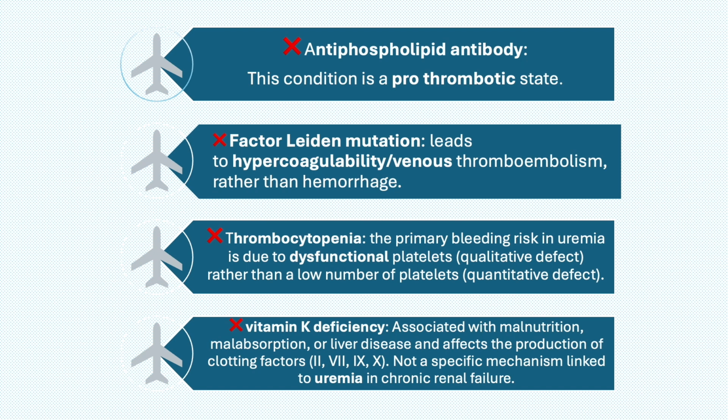When we look at the last choice, which was vitamin K deficiency, typically vitamin K is affected in liver disease, and it affects the production of clotting factors 2, 7, 9, and 10. But no specific mechanism has been linked or explained in the setting of uremia. So that's less likely to be the cause in this particular group of patients.